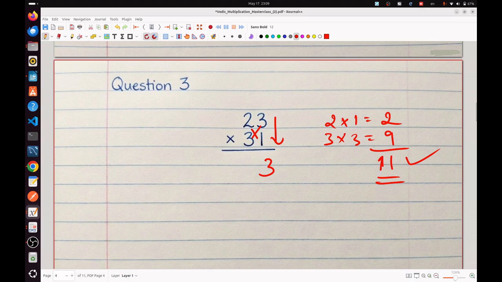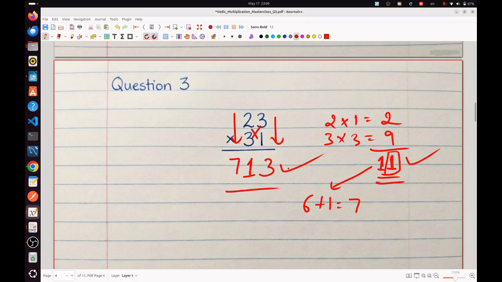If we have a 2-digit number, this one alone we need to keep here. Okay, next step, continue. That is 2 cross 3, that is 6, right? 6 we have, and we have this carry 1, right? That we need to add, that is 6 plus 1, 7. So the answer is 713.